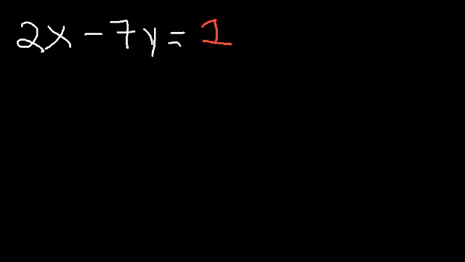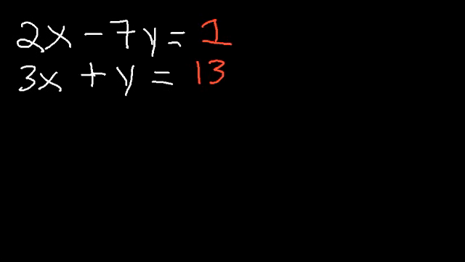Now let's say if we have another equation: 2x minus 7y, and let's say that's equal to 1, and 3x plus y, and let's say that's equal to 13. So go ahead and use Cramer's rule to solve for x and y. Feel free to pause the video and work out this practice problem.